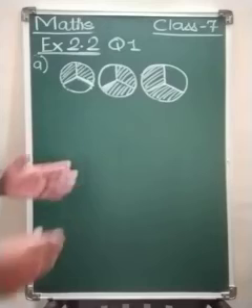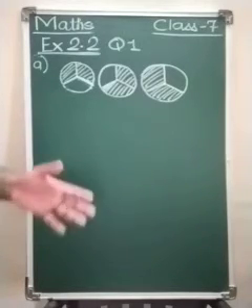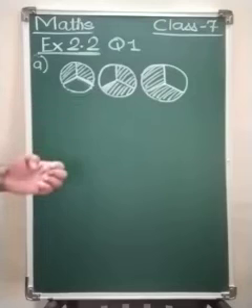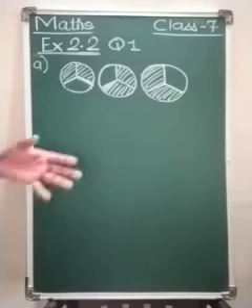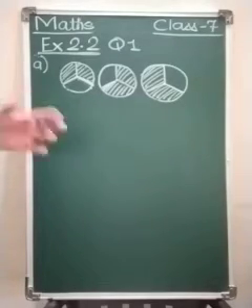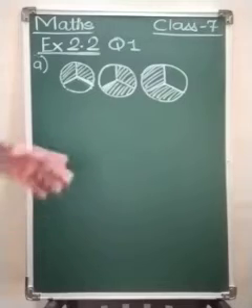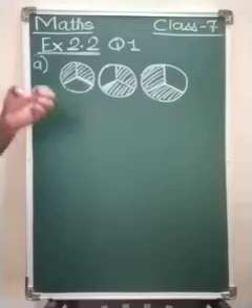In exercise 2.1 we have seen addition and subtraction of fractions. In that we have seen whole numbers added to a fraction, whole number subtracted from a fraction, then a fraction added to a fraction, fraction subtracted from fraction, two mixed numbers added, two mixed numbers subtracted, and all those sums we have solved.